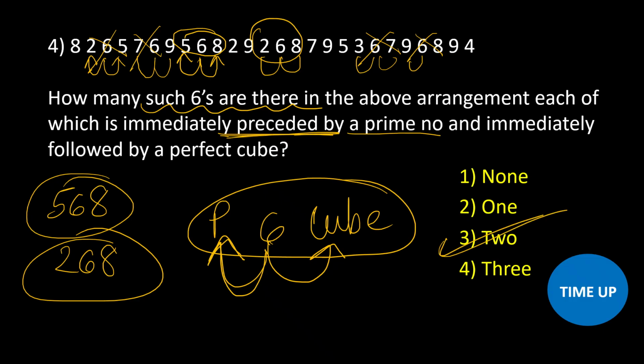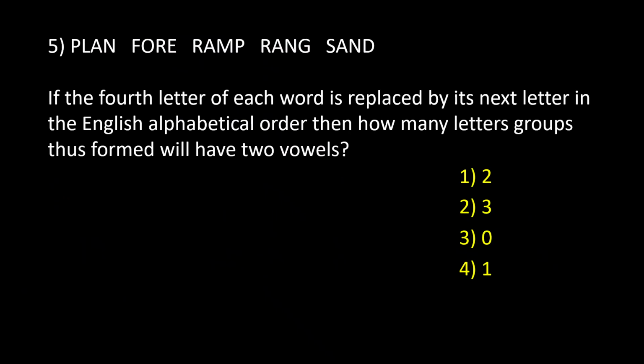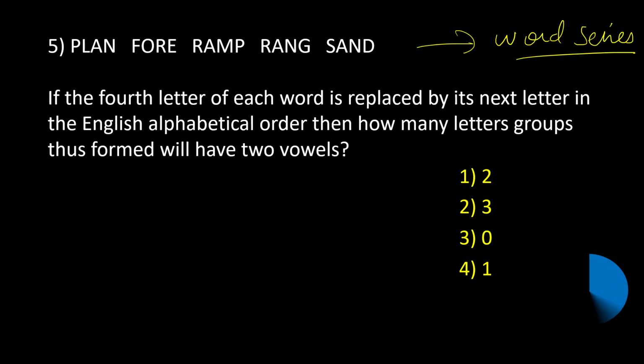Option third is the right answer. Question number 5 on your screen and your timer starts now. This is a word series. If the fourth letter of each word is replaced by its next letter in the English alphabetical order, then how many letter groups thus formed will have two vowels?